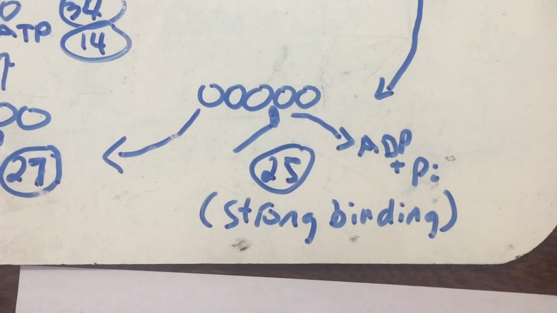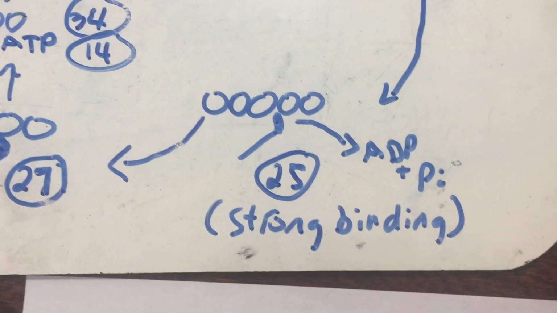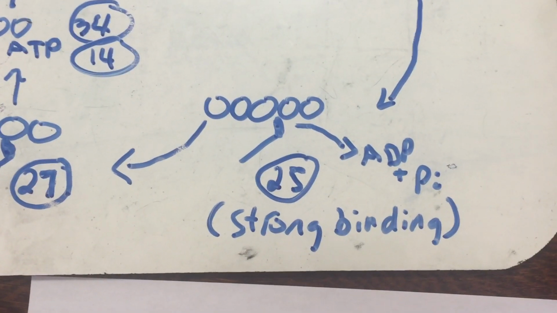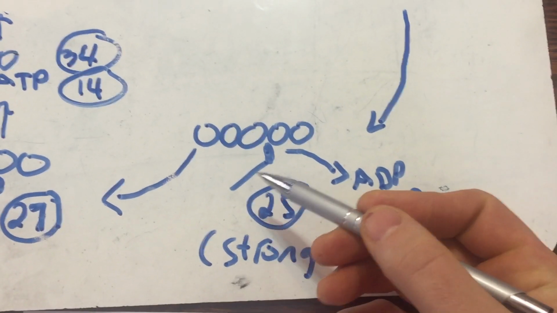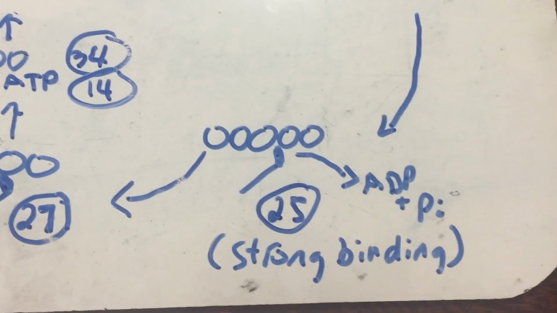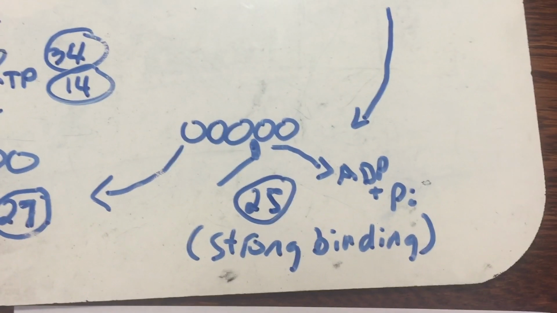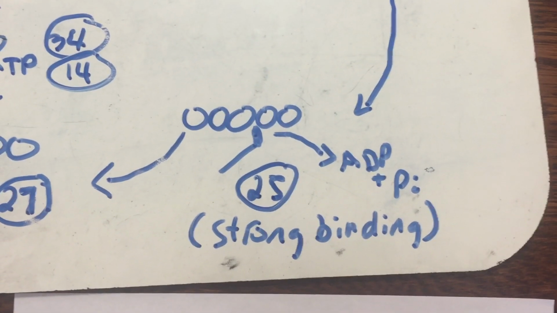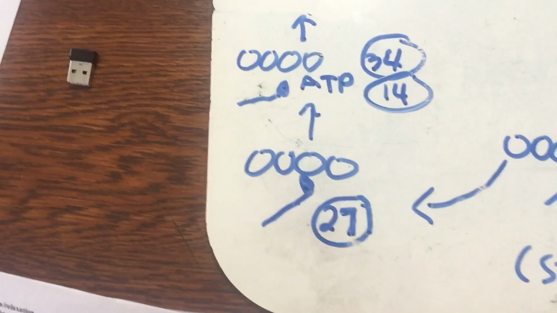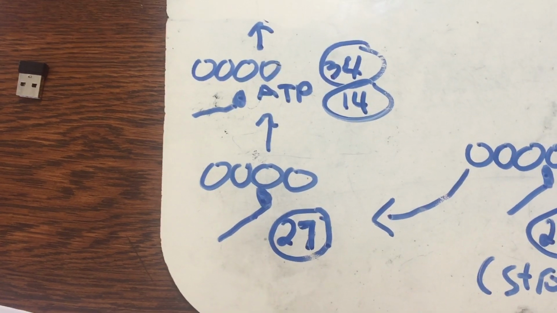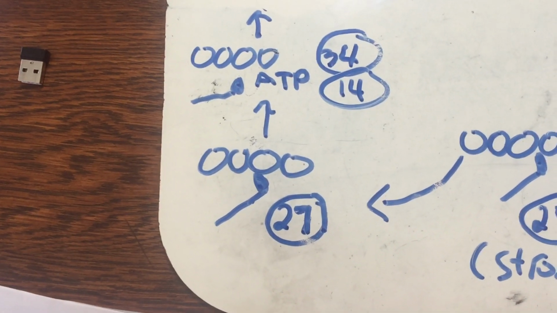Step number 25, you can see that the ADP and inorganic phosphate are kicked out of the actin-myosin cross bridge, and that allows the myosin to form a stronger binding to the actin. So it results in a greater force production, a stronger cross bridge formation. The next step you have here is number 27. It's simply the myosin pulling on the actin for that strong muscle contraction.